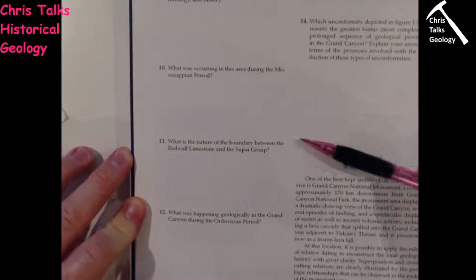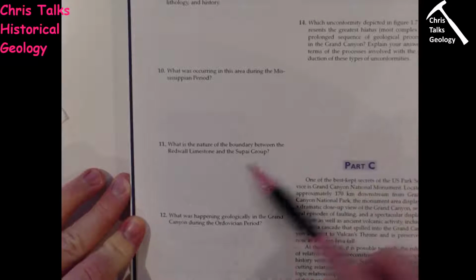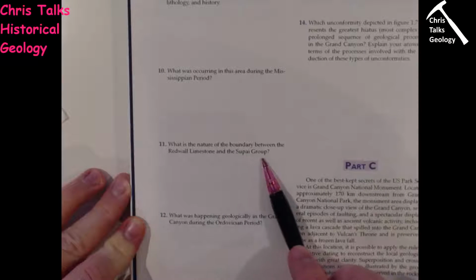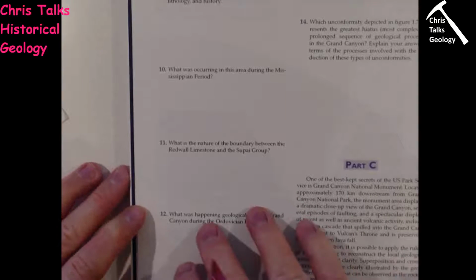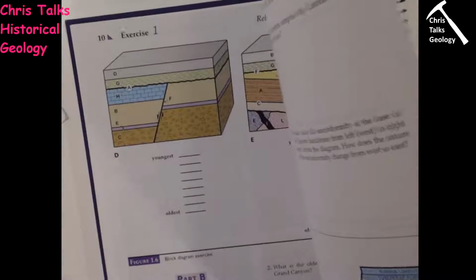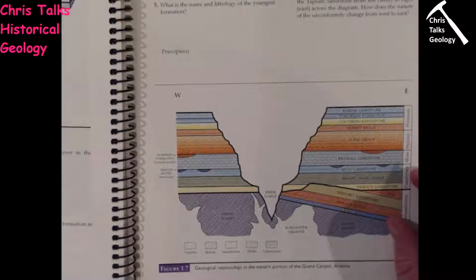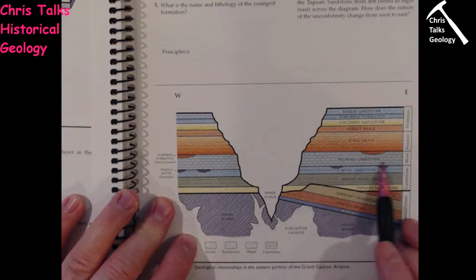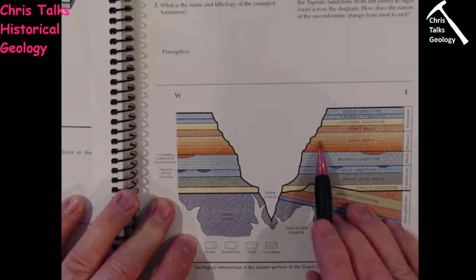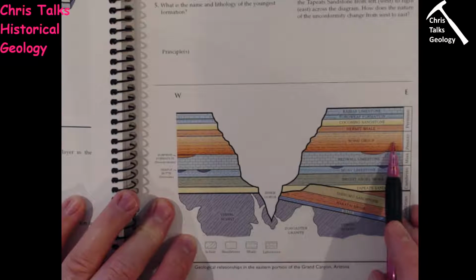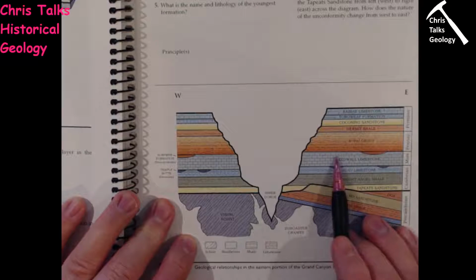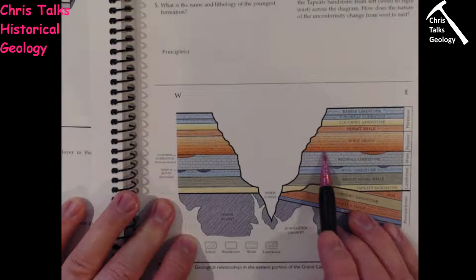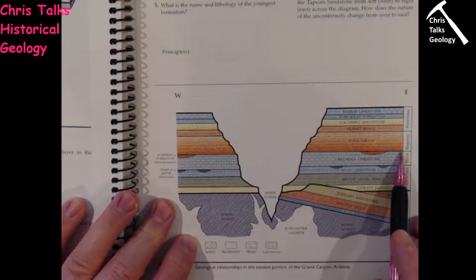Question 11. What is the nature of the boundary between the Redwall Limestone and the Supai Group? Well, let's just go back to the diagram for a second. Okay. So the Redwall Limestone is here, it's this grey layer, and the Supai Group is here, it's the orange layer. So the question then becomes, what's the nature of the boundary between the two?